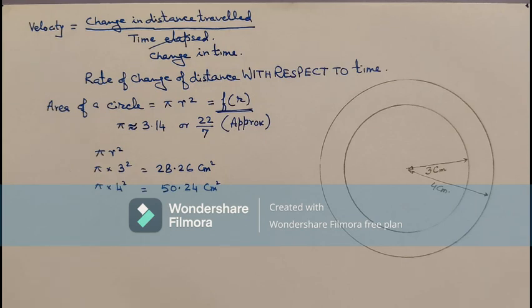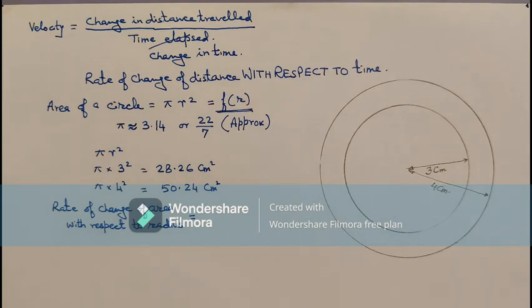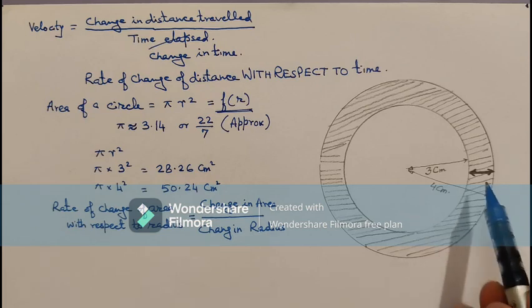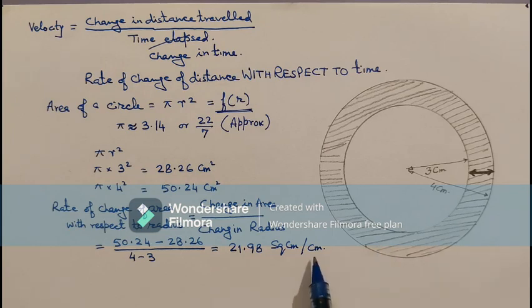Notice here two quantities are changing, the radius and the area. What is the rate of change of area with respect to radius? This is equal to change in area divided by change in radius. Change in area, the shaded region, divided by change in radius, is 21.98 square centimeter per centimeter. This square centimeter is the change in area, and this per centimeter is the change in radius. Hence the unit 21.98 square centimeter per centimeter.